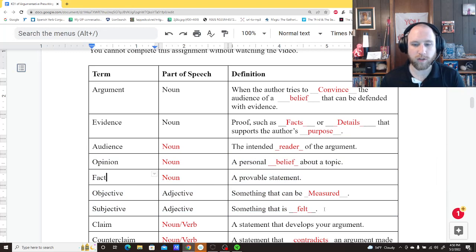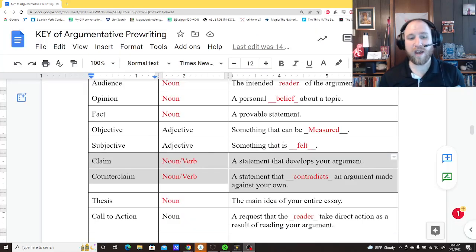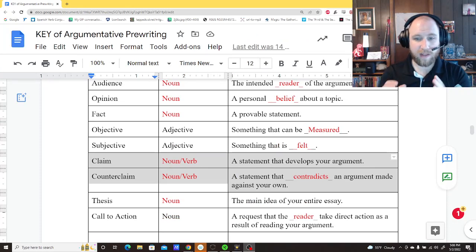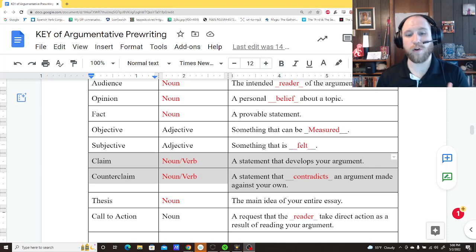So those are our four terms that are going to be used very closely together. Next up, we have claim and counterclaim. A claim is any statement that helps develop your argument. It could be a noun or a verb. So we could say, I claim this, or we can say, I made a claim. But it develops your argument.